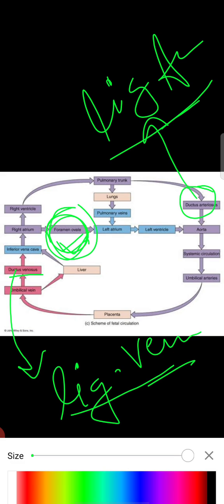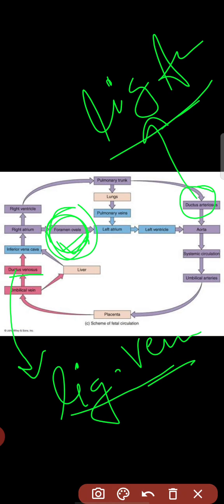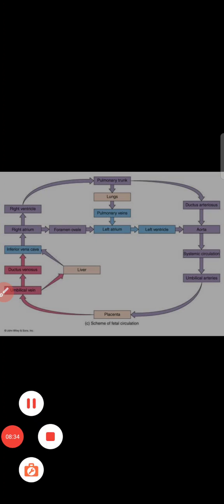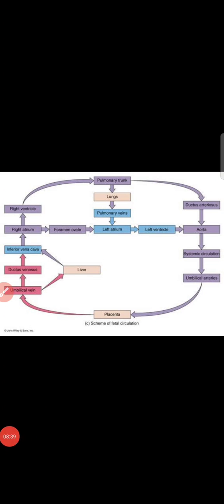This is the scheme of fetal circulation, which is very important from the exam point of view. So you must take your notes in front of you when you are studying that particular topic, and study it seriously because it is a very important topic for the exam.